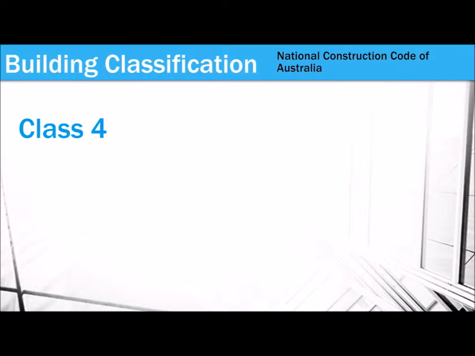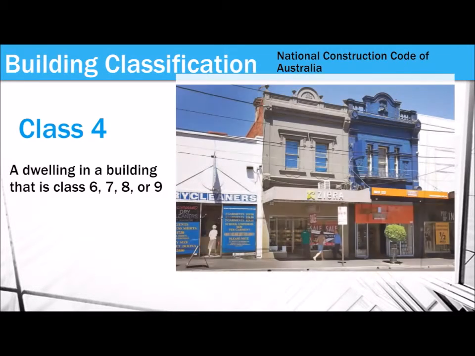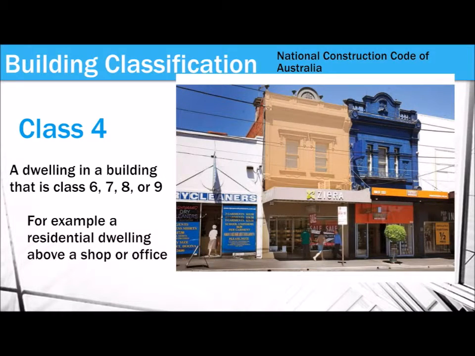Class 4 is a residential dwelling above another class of building. That class can be 5, 6, 7, 8 or 9. It will be a single residence above that building or in that building.